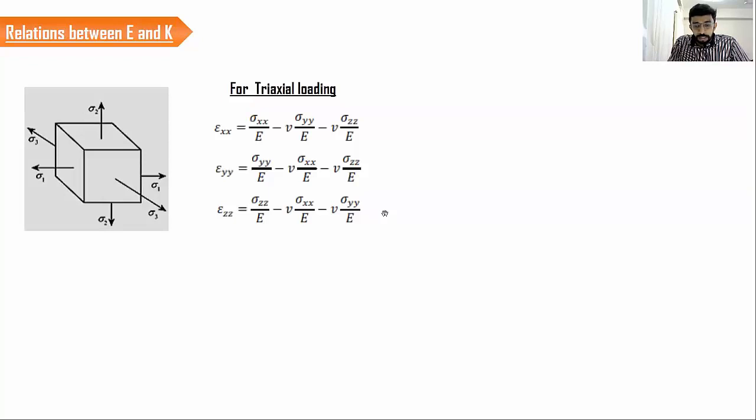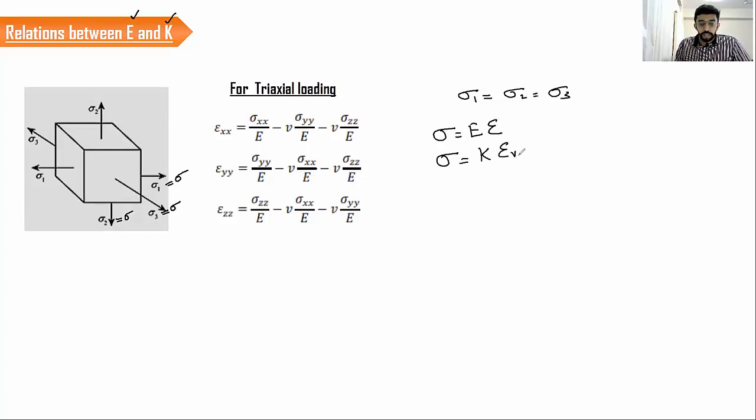we are going to derive the relationship between the elastic constants. So let us take the relationship between E and K, how these two are related. You consider the cuboid, which is acted upon by sigma 1, sigma 2, sigma 3. For the time being, we are considering that all these stresses are the same, which is nothing but sigma. So that means sigma 1 equal to sigma 2 equal to sigma 3. And we know that sigma is equal to E into epsilon for the linear case, and sigma is equal to K into epsilon V for the bulk modulus.